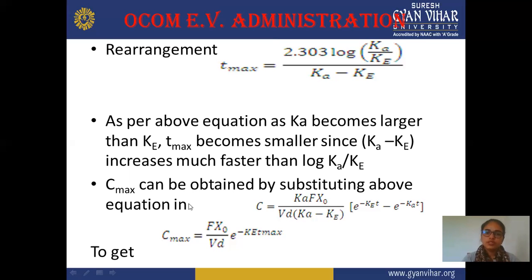Means when we substitute Tmax, because Tmax also gets changed, we just substitute it in the above equation, then we get C is equal to Ka F X0 divided by Vd, Ka minus Ke, in bracket e to the power minus Ke t minus e to the power minus Ka t, bracket close. And when we simplify this equation, we get Cmax, or maximum concentration, is equal to F X0 divided by Vd, e to the power minus Ke Tmax. So this is the simplified equation, or after simplifying, we get this equation.